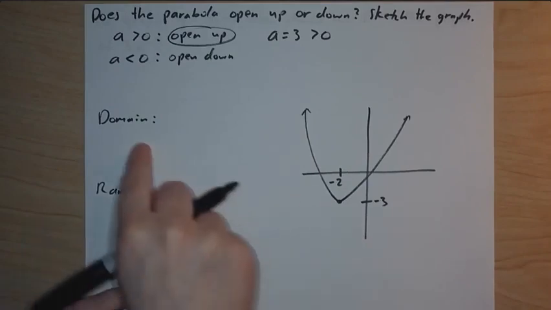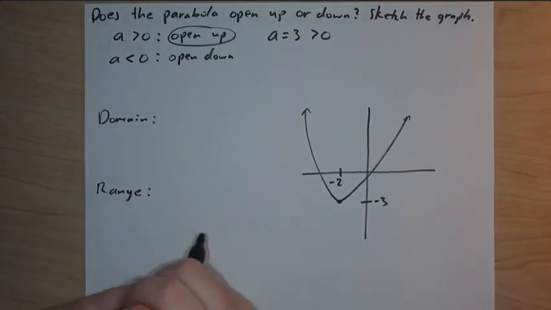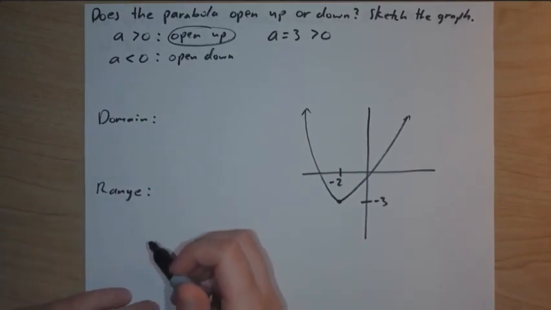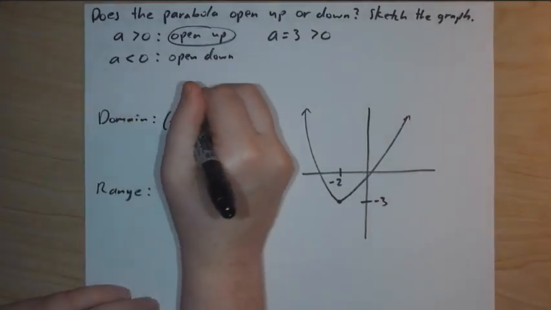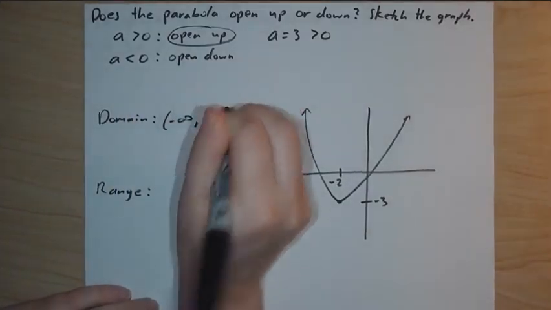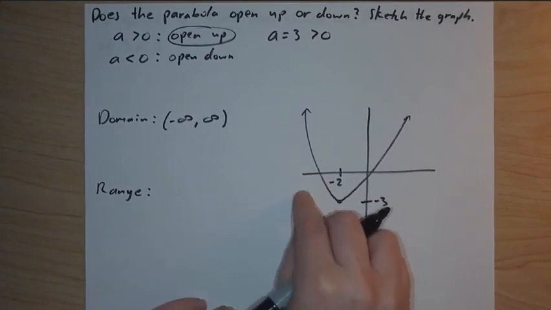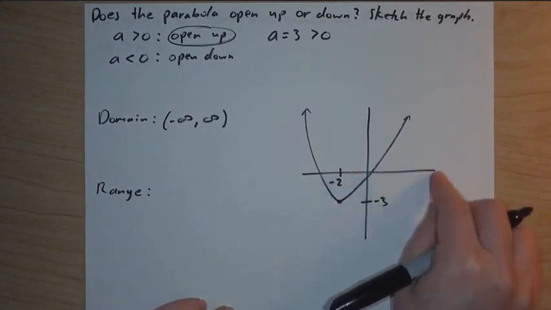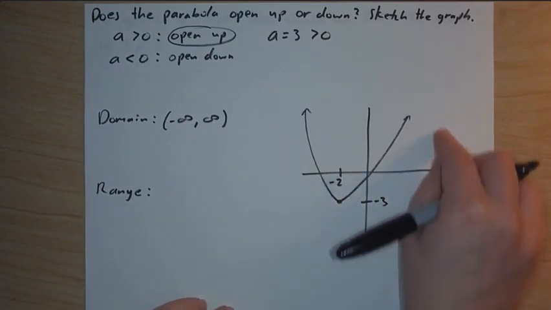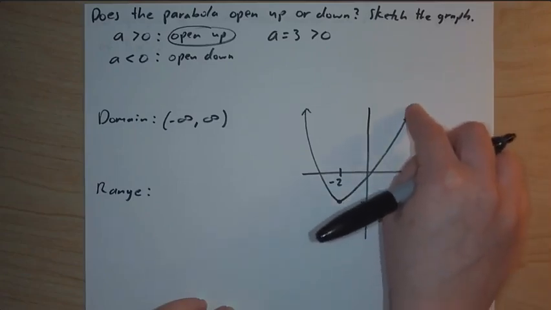We can use this to look at our domain. The domain of any quadratic function is going to be all real numbers, negative infinity to positive infinity. No matter where you draw lines on the graph for each x value, if you travel up or down, you will eventually be able to touch your graph.